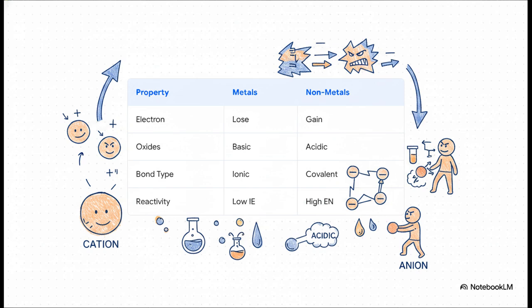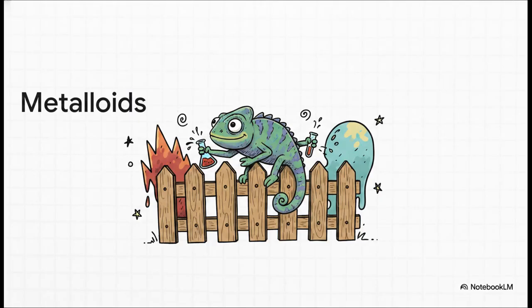Because metals have such low ionization energy, it's super easy to just take their electrons. Conversely, nonmetals are driven by their super high electronegativity. This basic fundamental divide literally dictates everything, from the types of bonds they make to whether their oxides end up being basic or acidic. But hey, nature rarely deals entirely in absolutes, right?